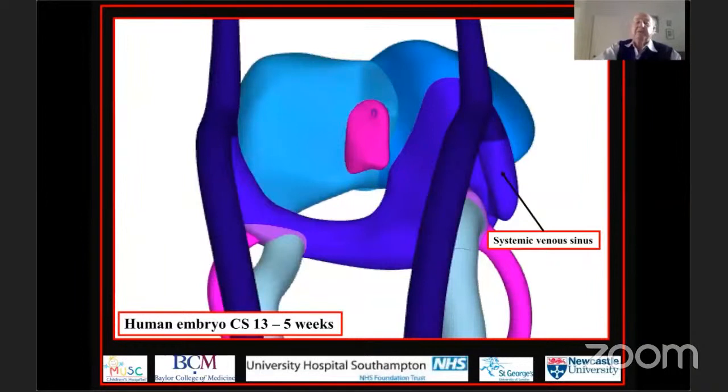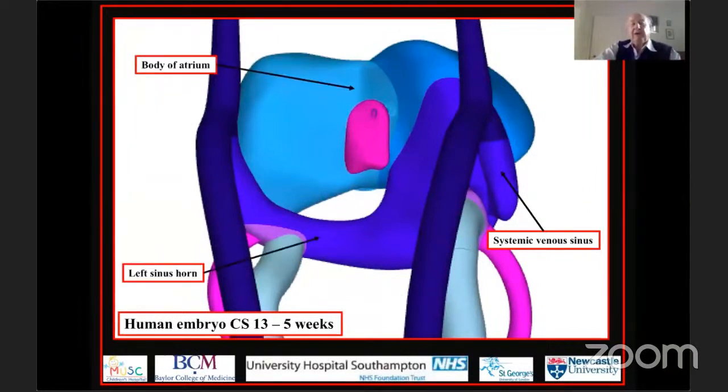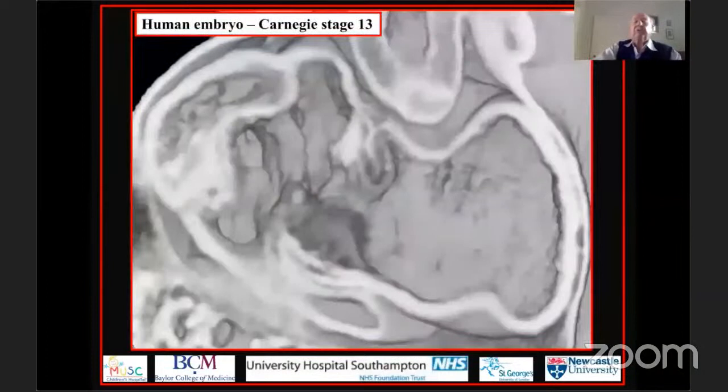Because there is the systemic venous sinus, which is shown in dark blue, and you will see now it is draining only to the right side of that primary atrial component. So the left sinus horn has now lost its connection with the body of the atrium. There is the dorsal mesocardium, which shows us the midline, and there you see how the left sinus horn has remodeled itself by shifting rightwards so as to bring all the systemic venous return into the right side of the body of the atrium. I can turn that around and show it to you from the front.